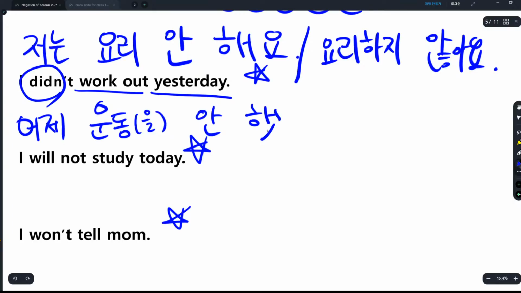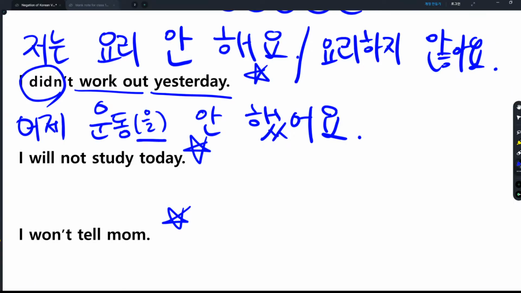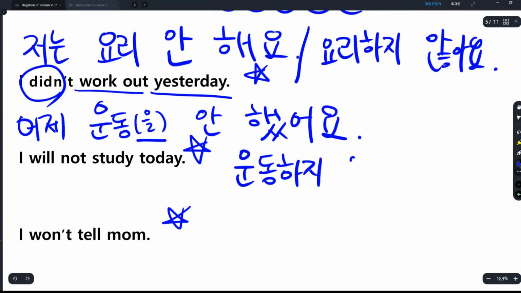Didn't, so it's past tense. 안 했어요. We have to conjugate it in past tense. 어제 운동을 or 운동, we learned that the object marker here is optional. So 어제 운동 안 했어요. Or if you want to use the 지 않다 verb, it would be 운동하지 않았어요. 저는 어제 운동을 안 했어요.